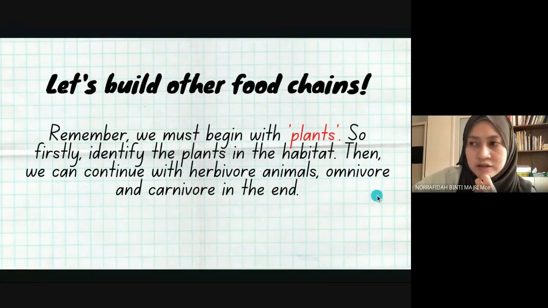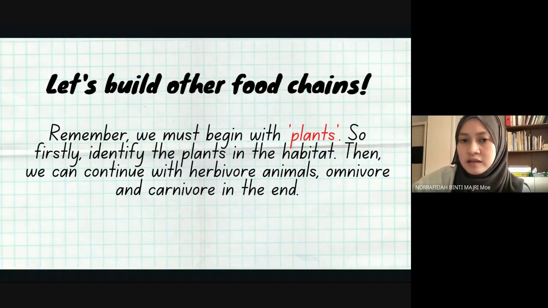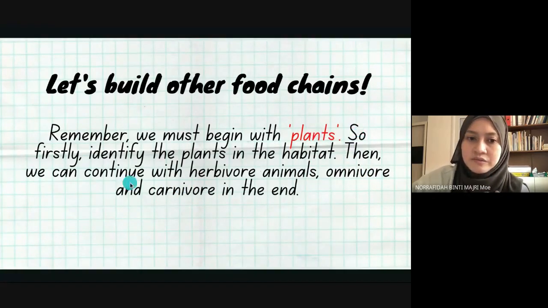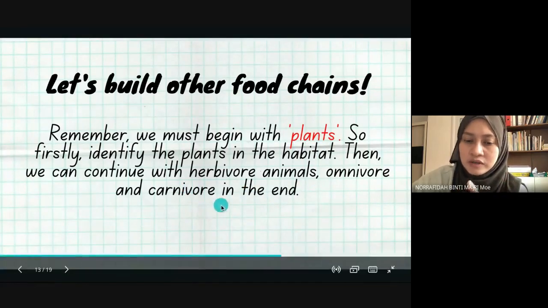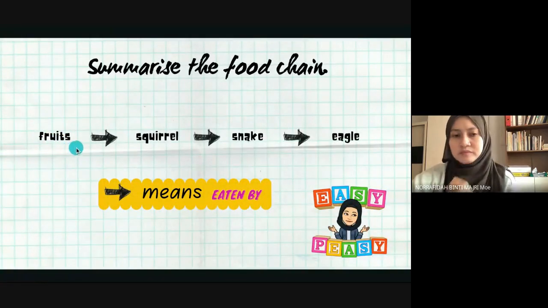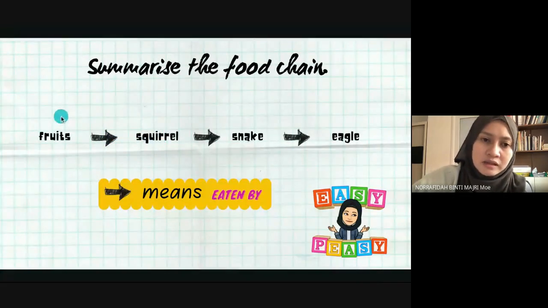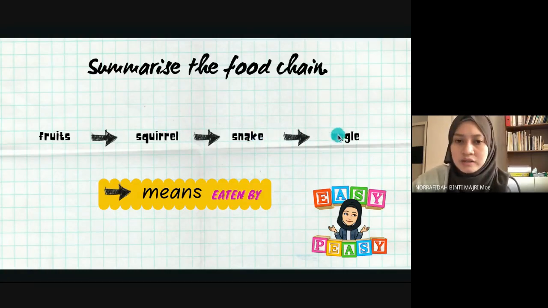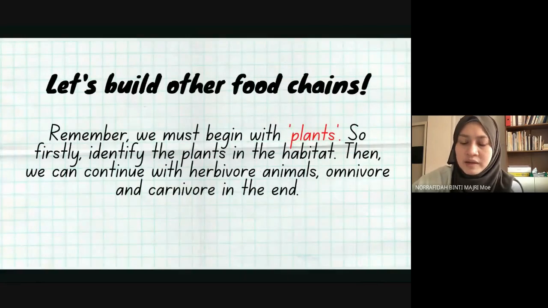Let's build other food chains. Before we start, remember that we must begin the food chain with plants. Firstly, identify the plants in the habitat. Then we can continue with herbivore animals, omnivore, and carnivore in the end. We start with plants, and then you find what animals eat the plants, what animals eat the squirrel, and what animals eat the snake after that. That is how you build a food chain.